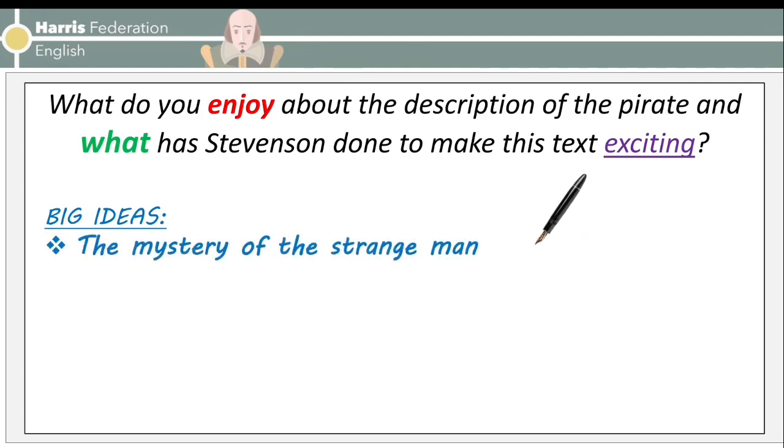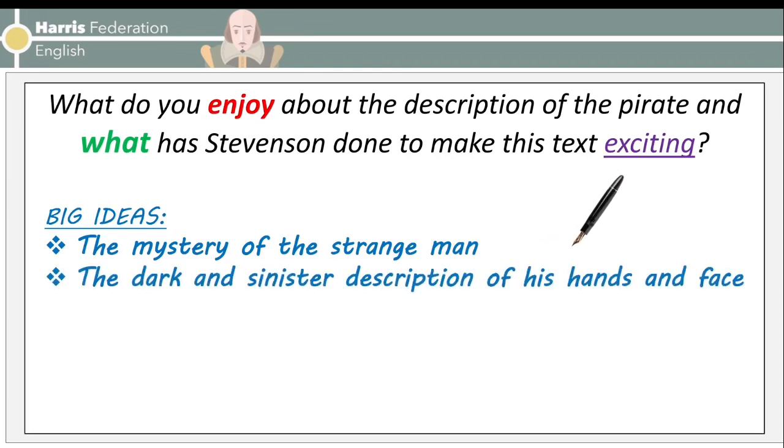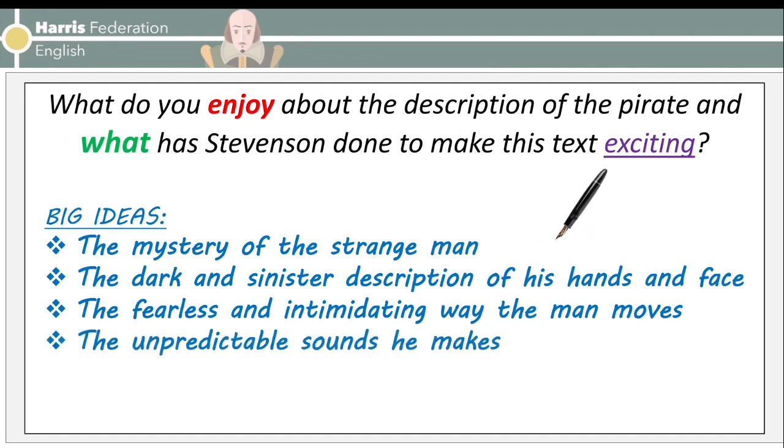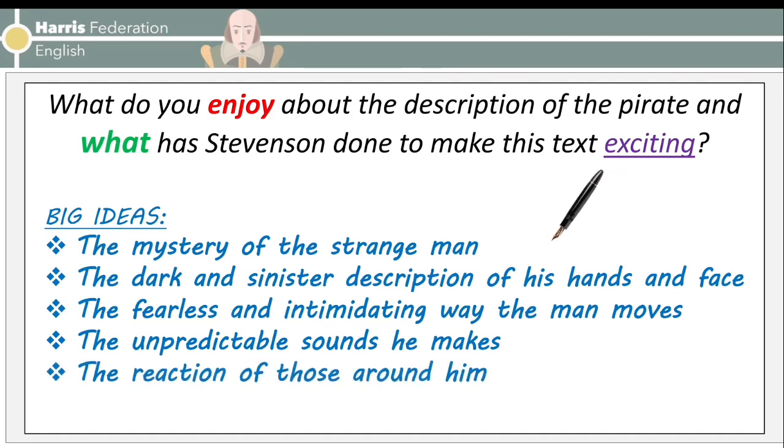For me, I think the mystery of the strange man is particularly exciting, and there's lots of different words and phrases that the writer uses to emphasise this mystery. I think that the dark and sinister description of his hands and face adds to the excitement. Think the broken black nails. I think the fearless and intimidating way the man moves is particularly exciting, and the sounds that he makes make it quite unpredictable. Finally, I enjoy the reaction of those around him, particularly the first-person narrator, our protagonist of our story.